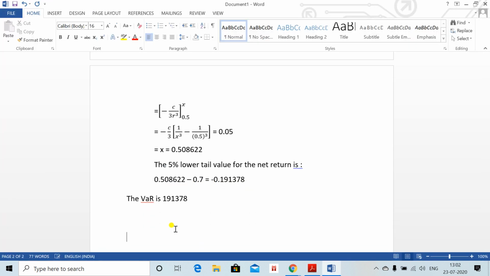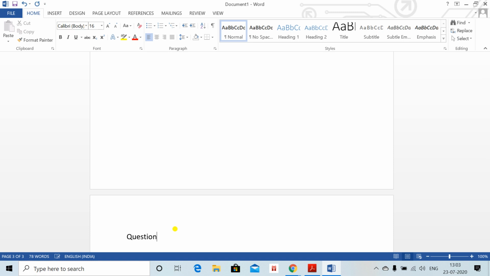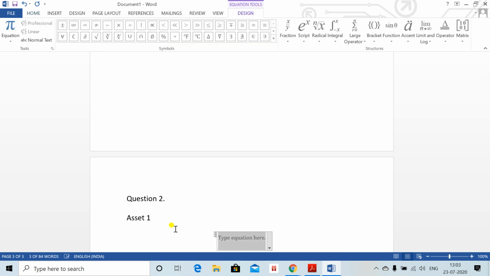So for question 2, you have your assets. First you need to calculate for asset 1 the variance. So expectation of R is equal to minus 1 into 0.0833 plus 11 into 0.91667, and you solve this in your calculator to get the value of 10%.